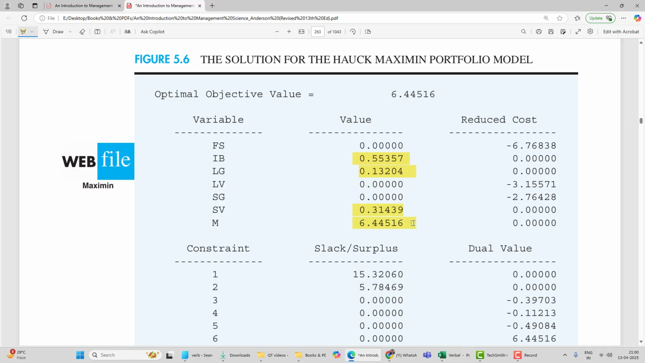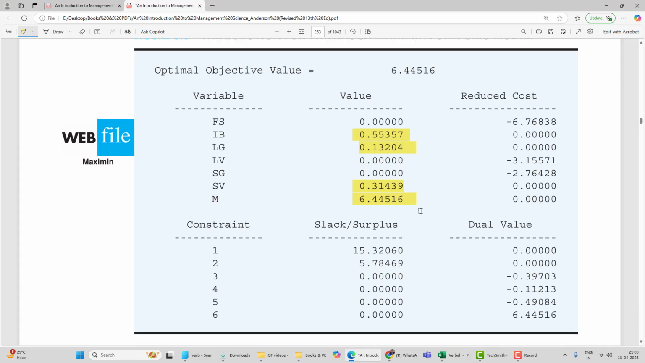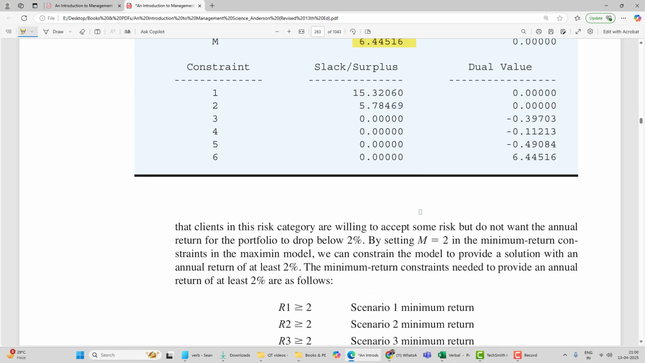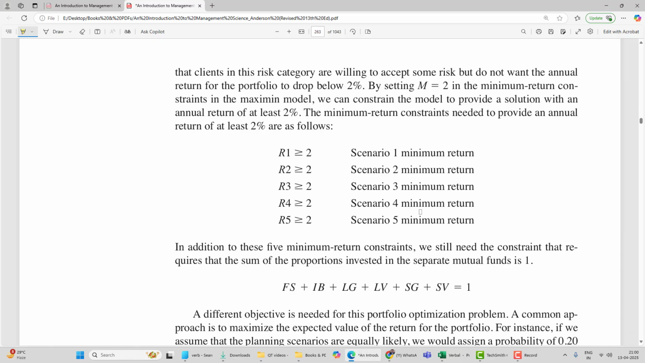So these three mutual funds you will invest in, and the others you will not buy anything. You will invest your entire money in these three, and finally you will get 6.445 as the return, whatever the scenario is in the coming year. So this is your conservative portfolio.